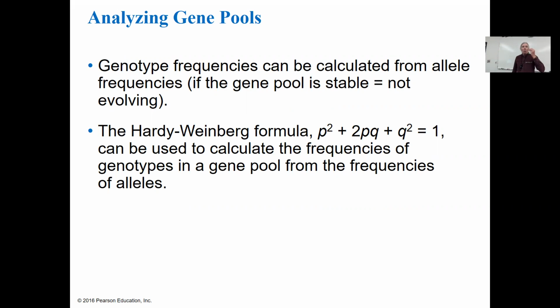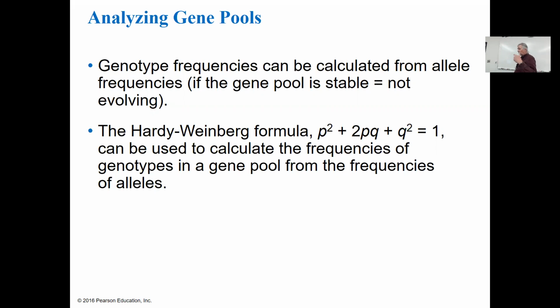Okay, allele frequencies. What percent of the gene pool is the big R, and what percent is the small r? You add those two, and it should equal 1. The Hardy-Weinberg formula is p squared plus 2pq plus q squared equals 1. p is the allele frequency of the dominant allele. q is the allele frequency of the recessive allele. So p squared is the percent of the population that is homozygous dominant, big R, big R. q squared is the percent of the population that's homozygous recessive, small r, small r. And 2pq is the percent of the population that is heterozygous.